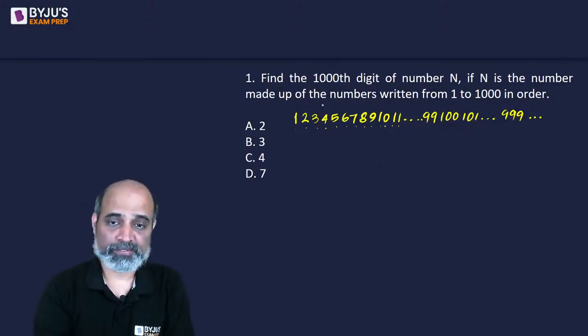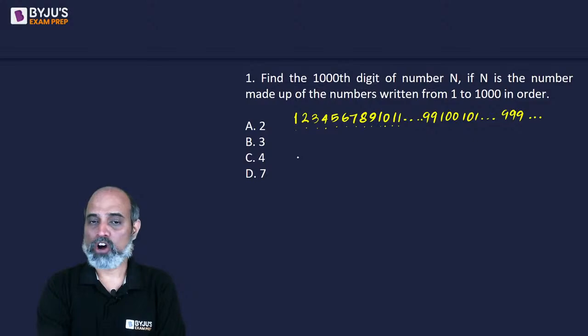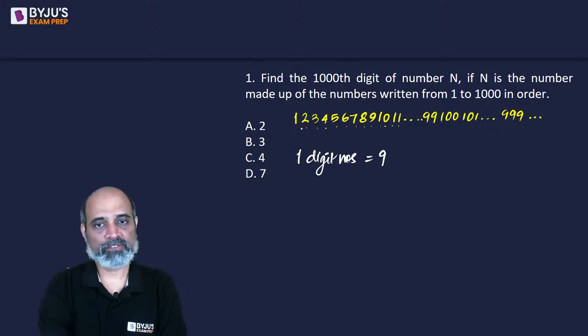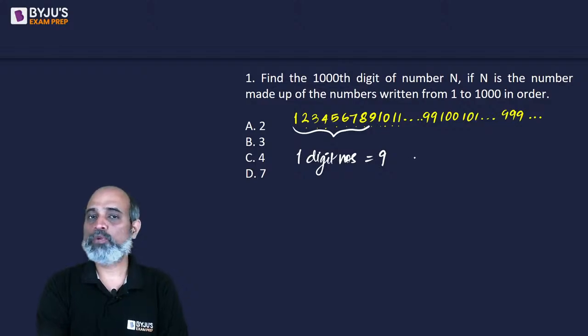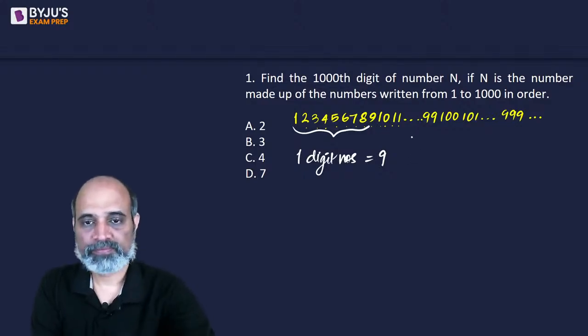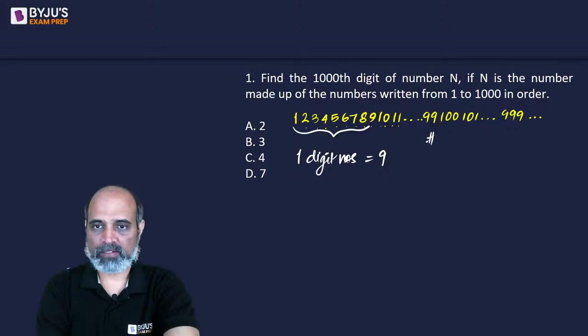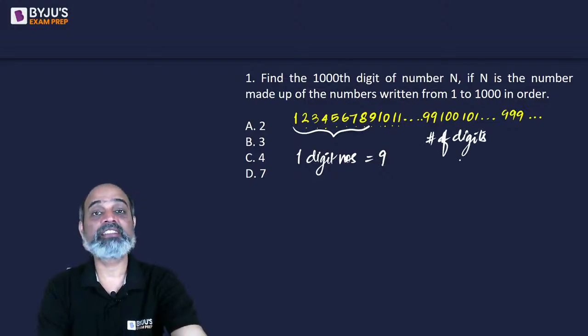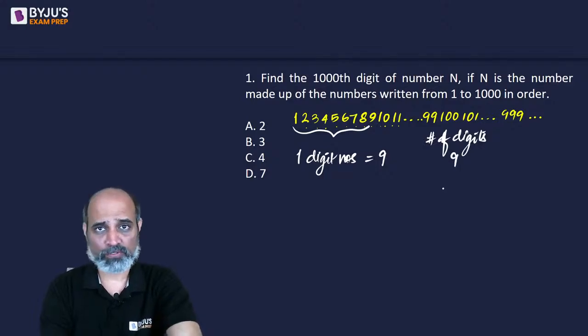So for this, how many one digit numbers do we have? One digit numbers we have is 9, right? 1 to 9. And what will be the number of digits that we are going to count if we count these 9 digits? These are 9 digits overall.